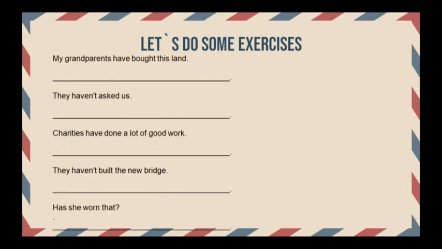Okay, and five more. My grandparents have bought this land. Okay, my grandparents is the subject, have bought is a verb in present perfect simple, and this land is an object of this active sentence. Then the passive voice will be: this land has been bought by my grandparents. Great.